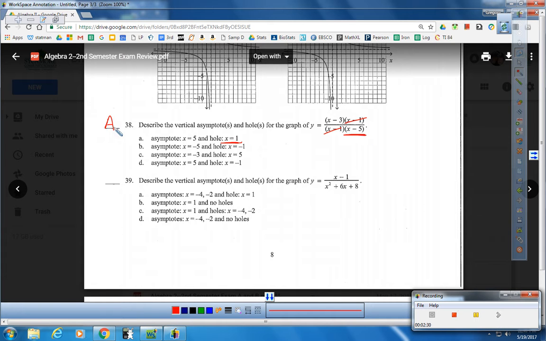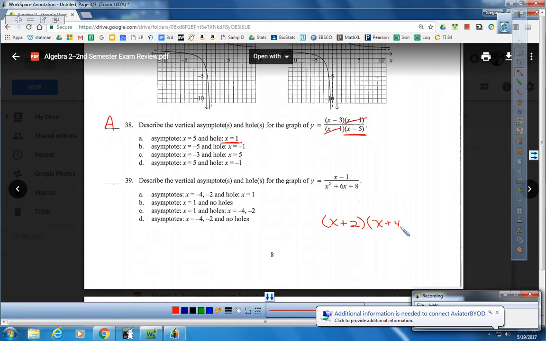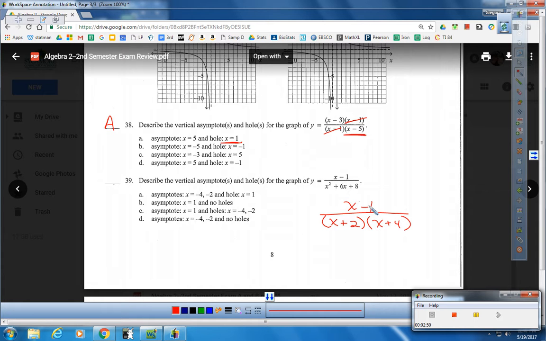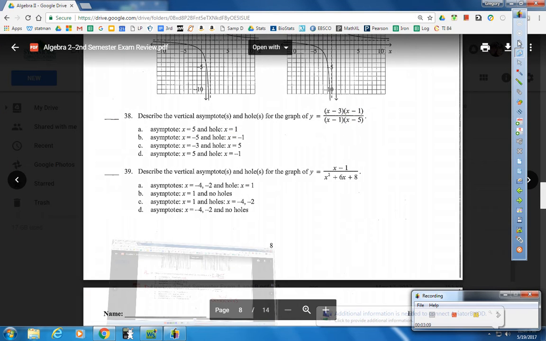Okay. Now number 39, we have to see if anything can cancel out. So if I factor the bottom, it factors into x plus 2 times x plus 4. The numerator is x minus 1. Nothing can cancel out, so I won't have any holes. But I will have two vertical asymptotes because I have two places where I could have 0 on the bottom. So it's at negative 2 and negative 4 that we'll have asymptotes and no holes. So that is D. Okay, so that takes care of number 37 through 39. We're getting there.